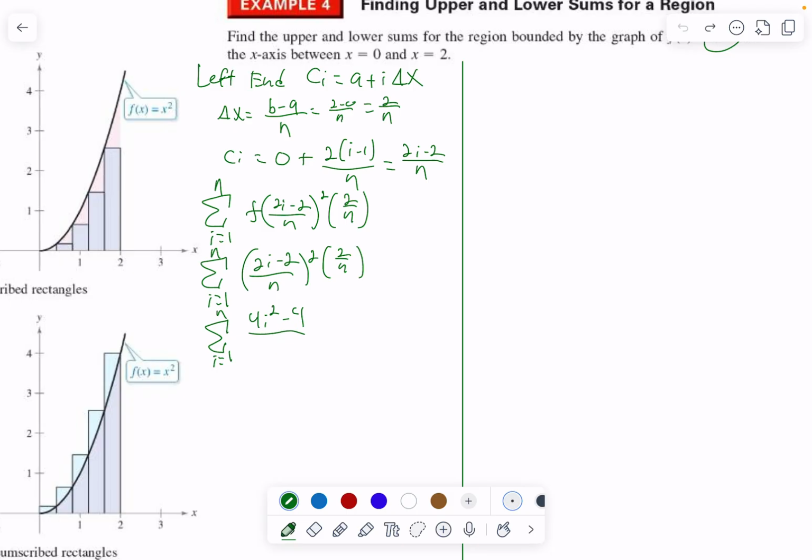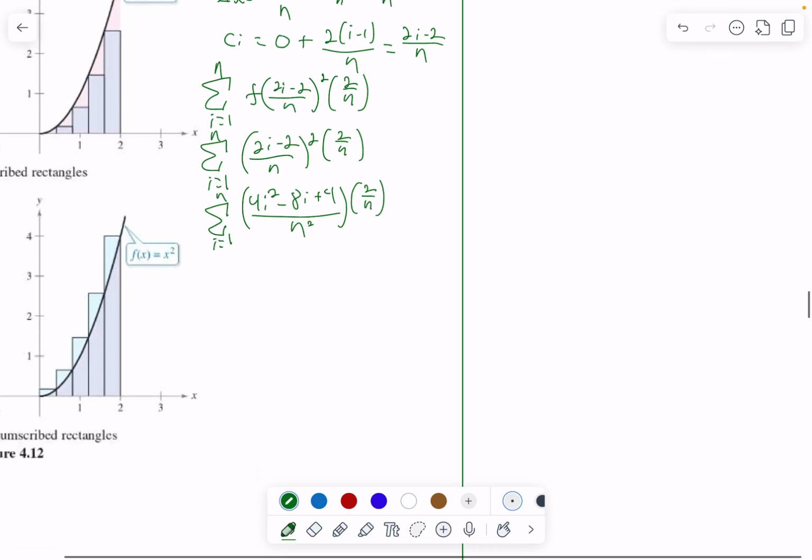Oh, no, hang on. No. 4i squared minus 8i, good grief, plus 4 over n squared, times 2 over n. The sum from i equals 1 to n. Distribute that 2 over n, so that'd give you 8i squared minus 16i plus 8 over n squared.